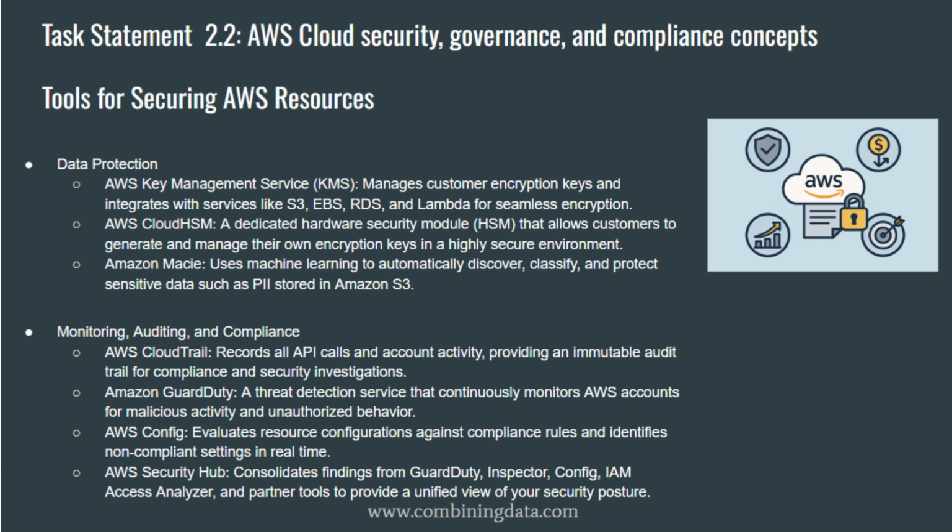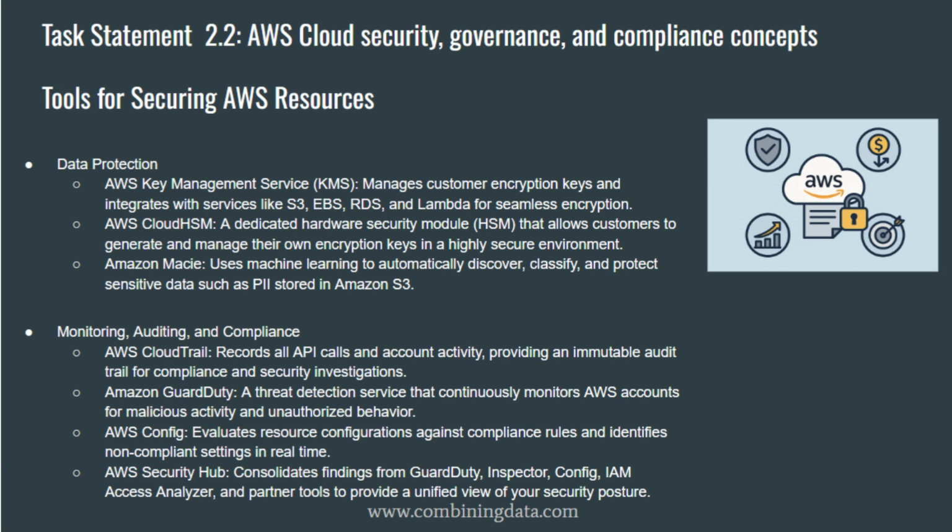Then we have Amazon Macie. Macie focuses on protecting data itself, especially sensitive data like personally identifiable information, or PII. Using machine learning, Macie scans data stored in Amazon S3 to automatically discover and classify sensitive content, such as names, addresses, or credit card numbers, and alerts you when risks are detected. This is extremely useful for compliance and data governance.